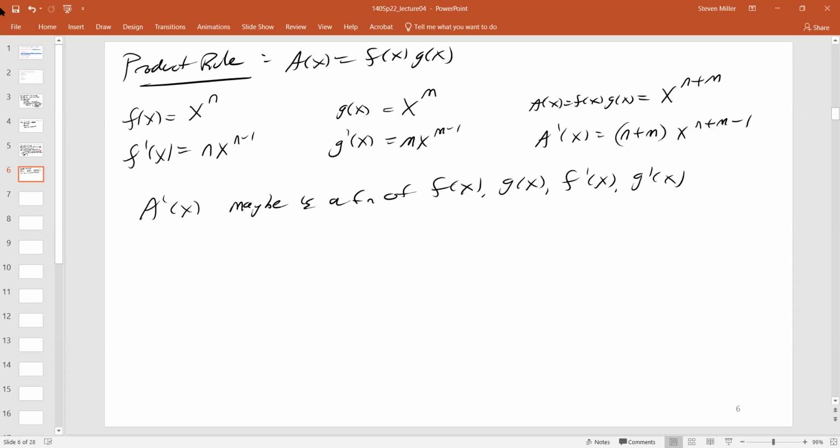Sure. So I'm trying to get a prime of x. I believe a prime should be a function of f, g, f prime, and g prime. I know a prime of x is n plus m times x to the n plus m minus 1. So the key thing is it has n plus m minus 1 powers of x. Looking at f, f prime, g, and g prime, is there any way to combine that stuff so that when the dust settles, I have a term that has x raised to the n plus m minus 1?